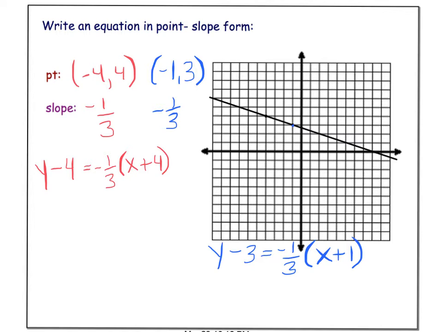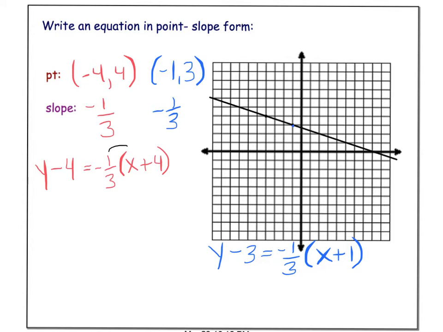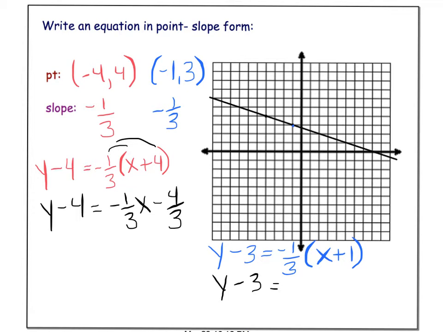Now if you did it with the negative 1 and 3, or the red coordinate pair, negative 4 and 4, these look like they're totally different answers. But they truly are not. They are the same equation for the same line. And we can prove it by putting them into slope-intercept form. To do that, you would first multiply through, for both of them, the slope of a negative 1/3. Down here, I would get y minus 3 equals negative 1/3 x minus 1/3.